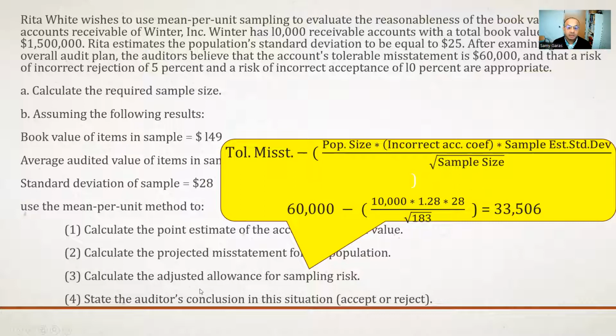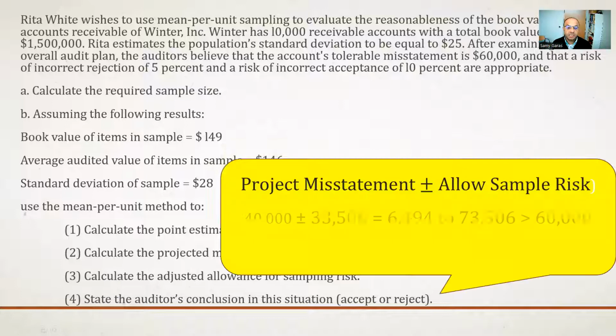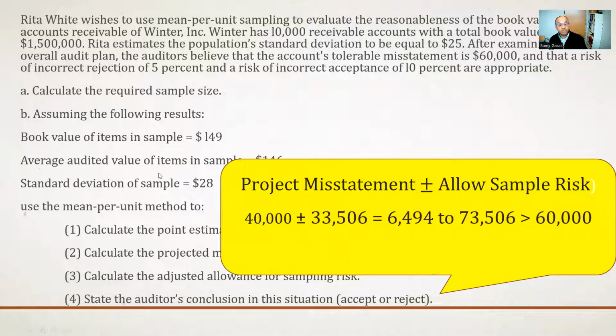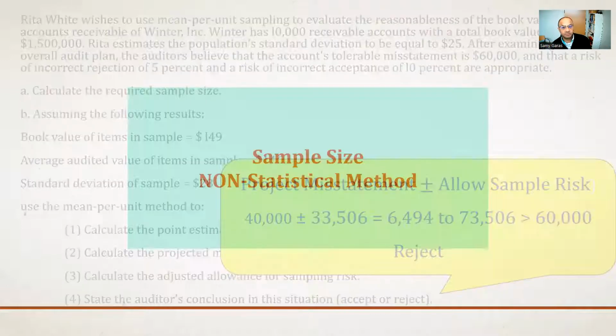We get the allowance of sample risk. And finally, based on that, we say whether we accept it or reject it. So we get the projected misstatement plus or minus the allowance. We get here the amount range between 6,494 and 73. Since the amount is falling within this one, then we will reject it. If it's less, then we will accept it.